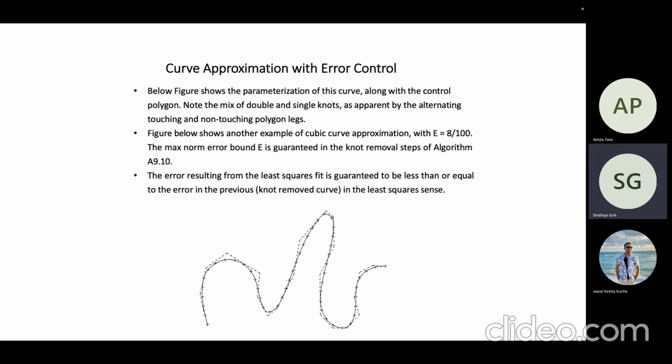So the below figure shows the parameterization of this curve along with the control polygon. The mix of double and single knots is apparent by the alternating touching and non-touching polygon legs. And this is an example of cubic curve approximation with E equal to 8 by 100. The max normal error bound E is guaranteed in the knot removal steps of algorithm A9.10. The error resulting from the least squares fit is guaranteed to be less than or equal to the error in the previous knot-removed curve in the least squares sense.